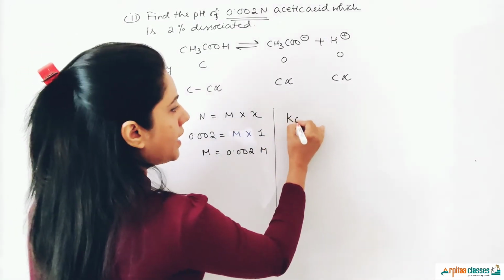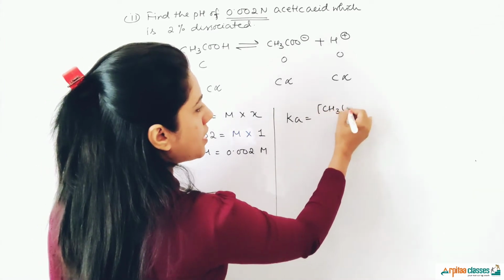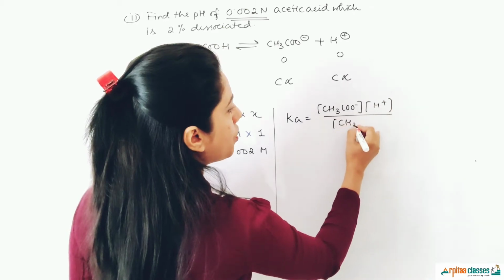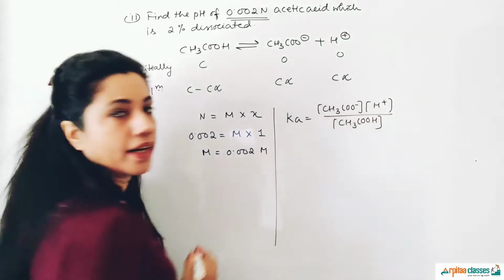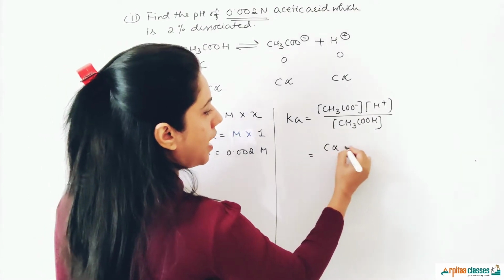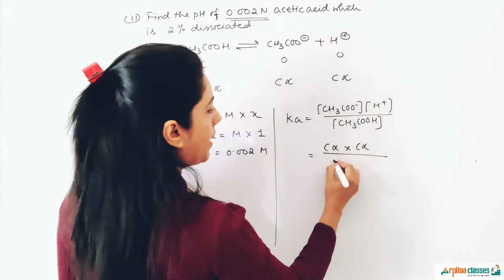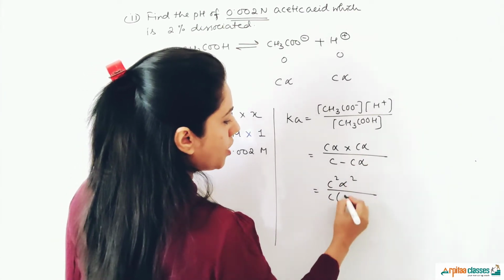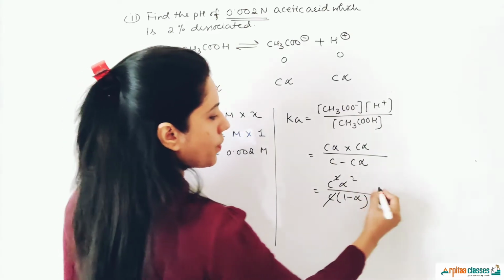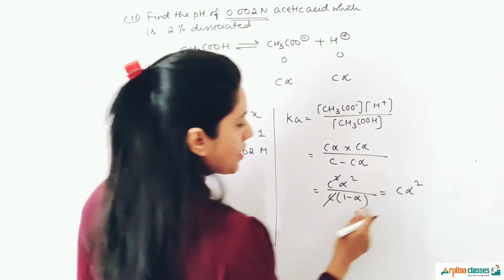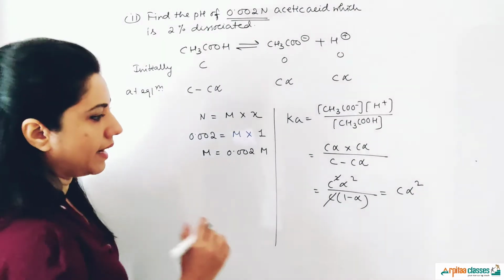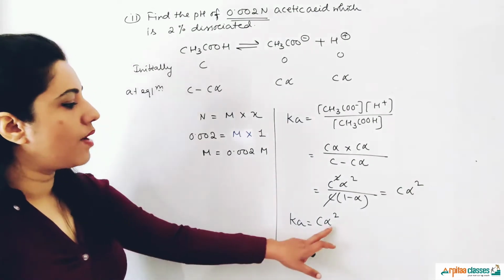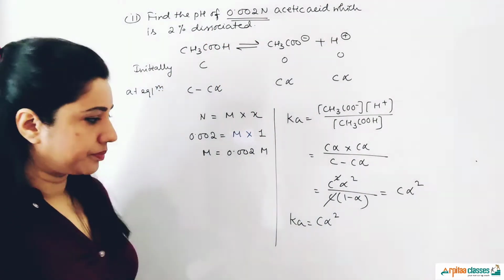Now, Ka is equal to concentration of CH3COO minus concentration of H plus divided by concentration of CH3COOH. Let us put all the concentrations. This is C alpha into C alpha divided by C minus C alpha. So here it is C square alpha square divided by C common 1 minus alpha. C and C square get cancelled. So it is only C alpha square. 1 minus alpha we will neglect. So the value of Ka is coming C into alpha square, and the value of alpha is given.